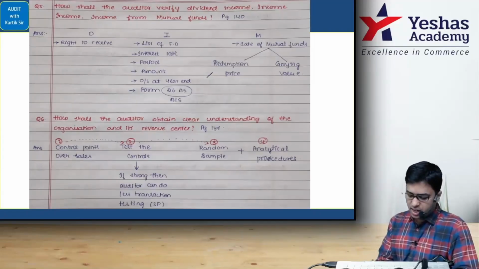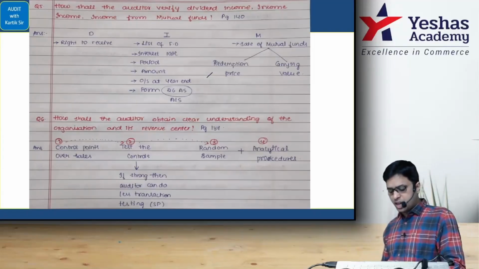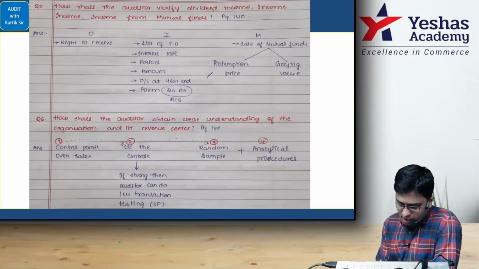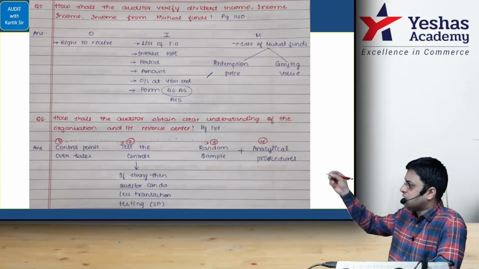Mark it as 2. That is interest income. Verifying interest income on fixed deposit. There are 3 sub bullet points here. Let's read it first. Circle there: a listing of fixed deposits. Keep matching it with our answer on the screen.